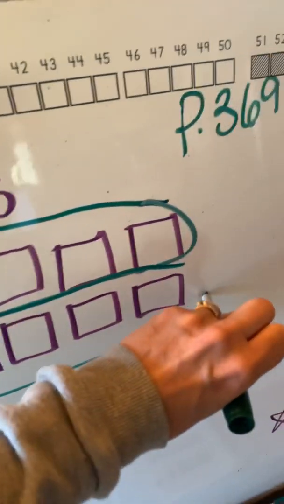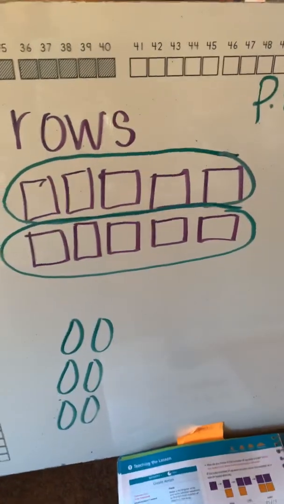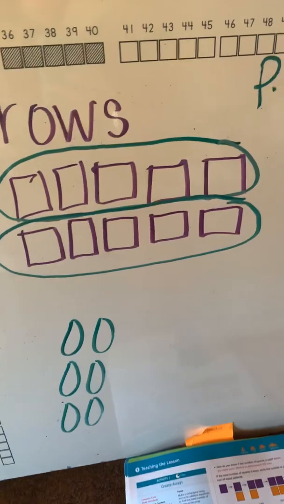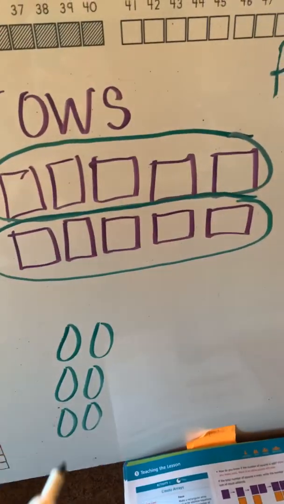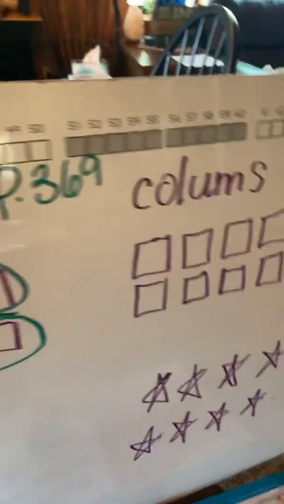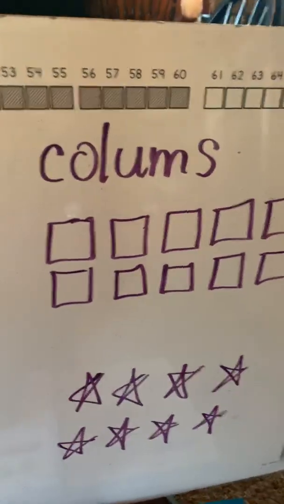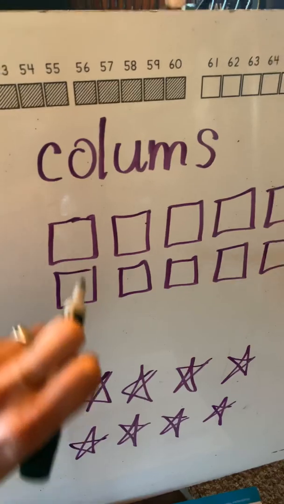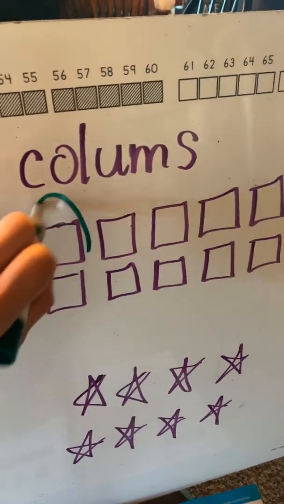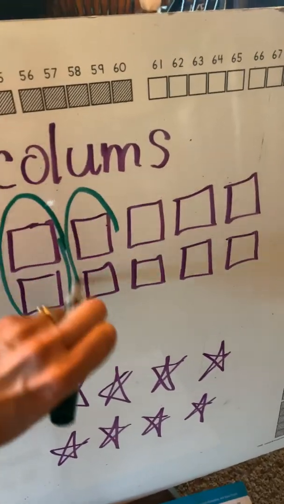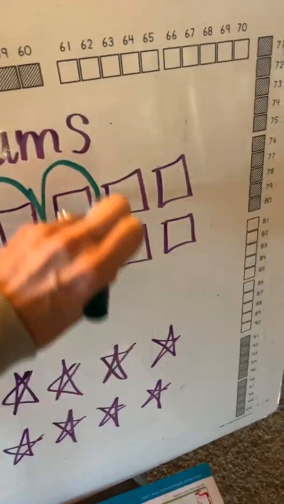1, 2. We have 2 rows. 2 rows of 5 make 10. 5 plus 5 is 10. We can also count how many boxes by circling columns. This time, if it's not across, what is it? You're right, it's up and down. So we're going to circle the columns like this.